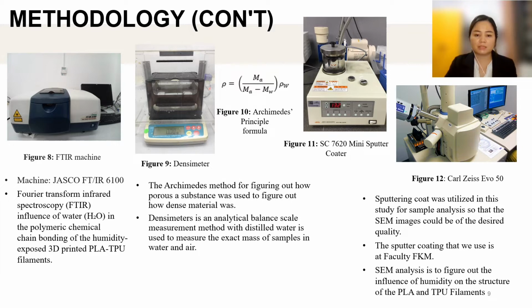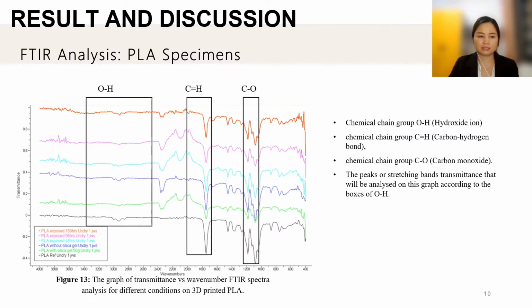Figure 11 is a mini sputter coater. The brand is SC7620, utilized in this study for sample analysis so that the image can be of desired quality. And Figure 12 is the SEM machine. The brand is Carl Zeiss Evo 50. The same analysis is used to find out the influence of humidity on the structure.